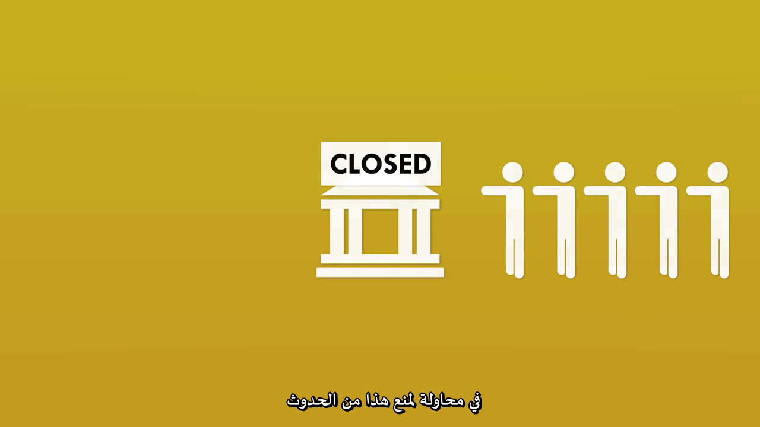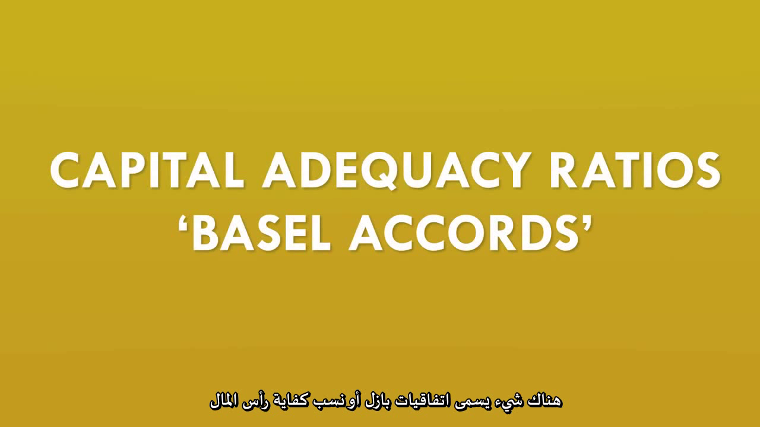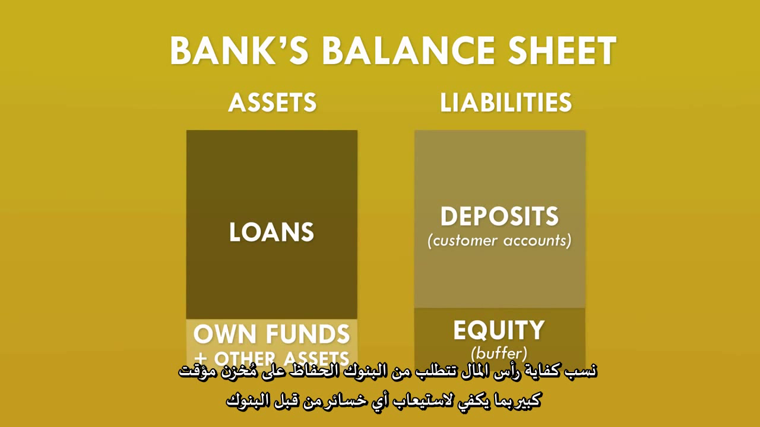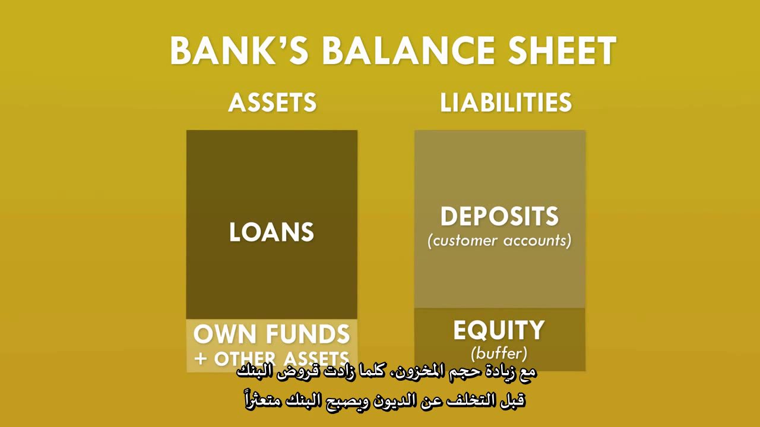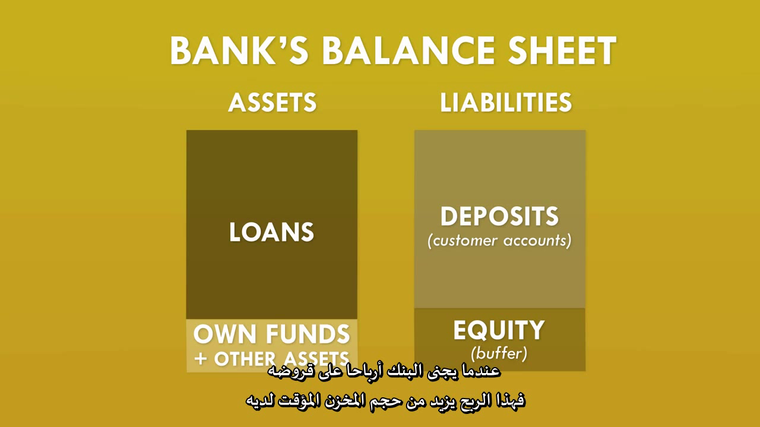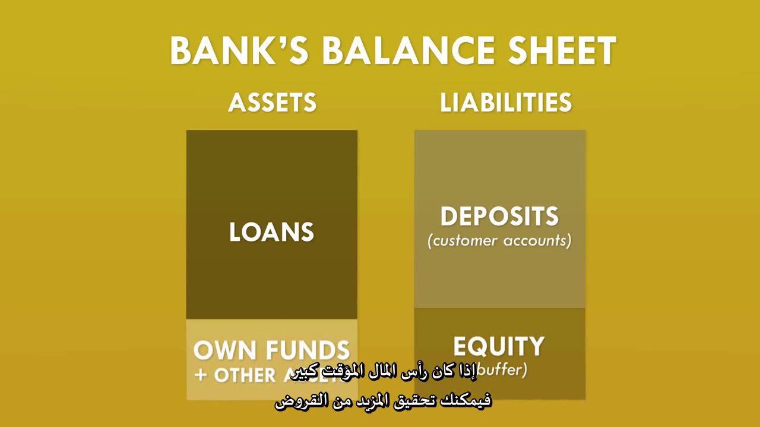So to try and prevent this from happening, there is something called the Basel Accords, or capital adequacy ratios. Capital adequacy ratios basically require the banks to keep a buffer that's big enough to absorb losses by the banks. The bigger the buffer, the more of a bank's loans can go bad before it becomes insolvent. We won't go into too much detail on how this scheme works here, but the key thing you need to know is this. When the bank makes a profit on its loans, then this profit increases the size of the capital buffer. If its capital buffer is bigger, then it can afford to make more loans.